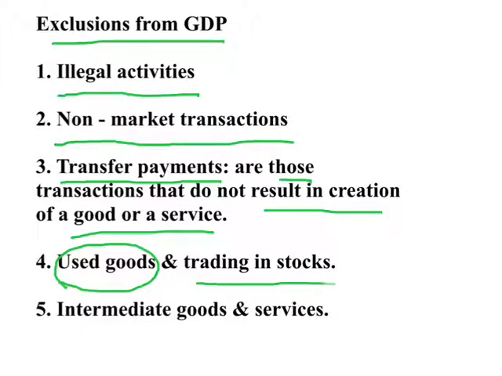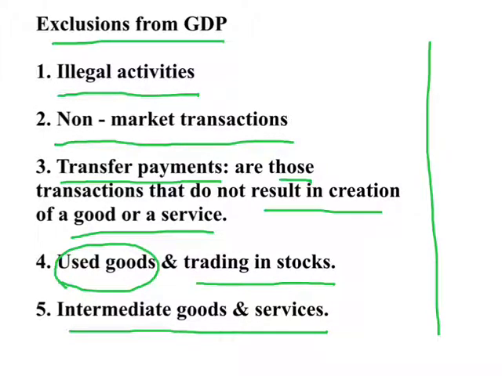Similarly, trading in stocks is also not a part of GDP because we believe stocks is just a financial transaction and it does not lead to a creation of any good or service, and hence it is excluded. And then we have also looked at the case of intermediate goods and services. So this is an exhaustive list of all things that are excluded from GDP. And this concludes this lecture.